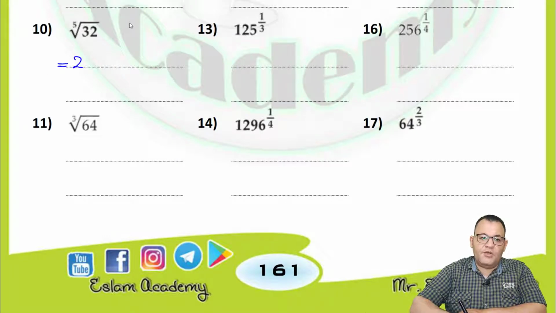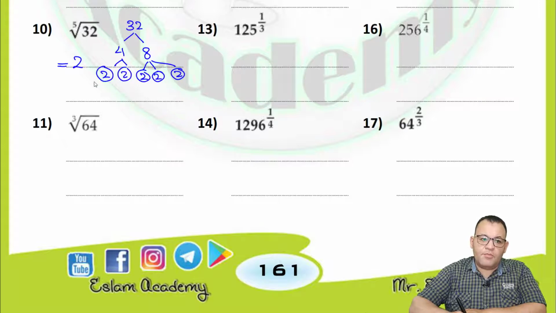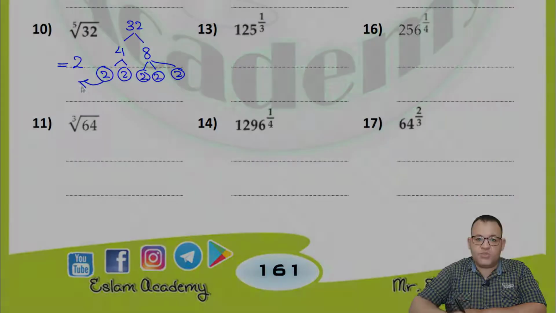You can find it by using the factorization. We know that 32 equals 4 multiplied by 8. 4 is equal to 2 multiplied by 2. Both of them are prime numbers, so put them inside the cell. We know that 8 is equal to 2 multiplied by 2 multiplied by 2. Because I need the fifth root, it means from each 5 repeated numbers, take just 1. We have 1, 2, 3, 4, 5. So the answer will be only one of them, which is 2.